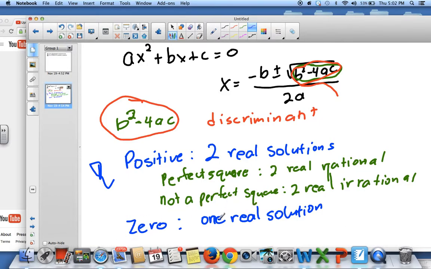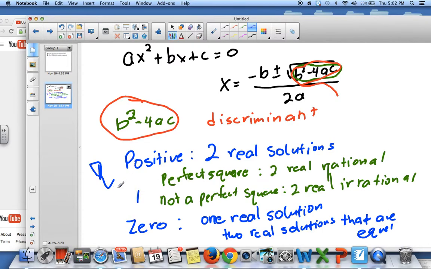On some state tests, they'll say two real solutions that are equal. And then they might say these are unequal. These up here are unequal. Same deal, same thing. Okay, and the last part is what happens when it's negative.